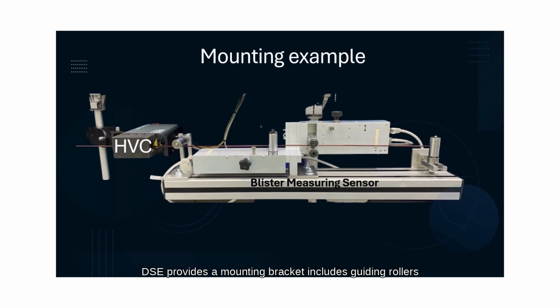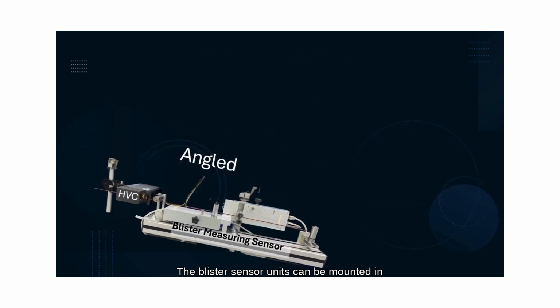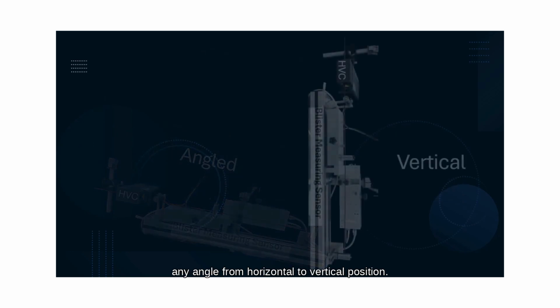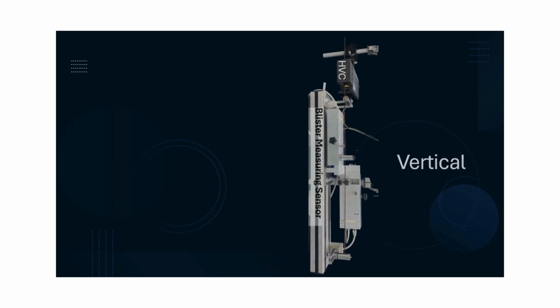DSE provides a mounting bracket, which includes guiding rollers for stabilizing the wire during the sensor unit. The blister sensor units can be mounted at any angle, from horizontal to vertical position.